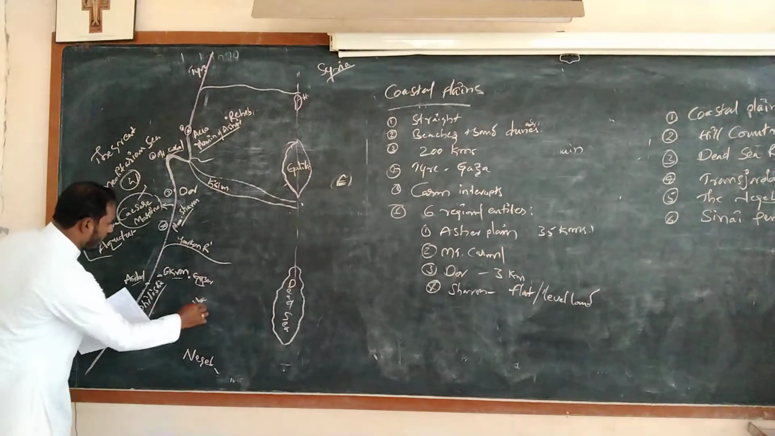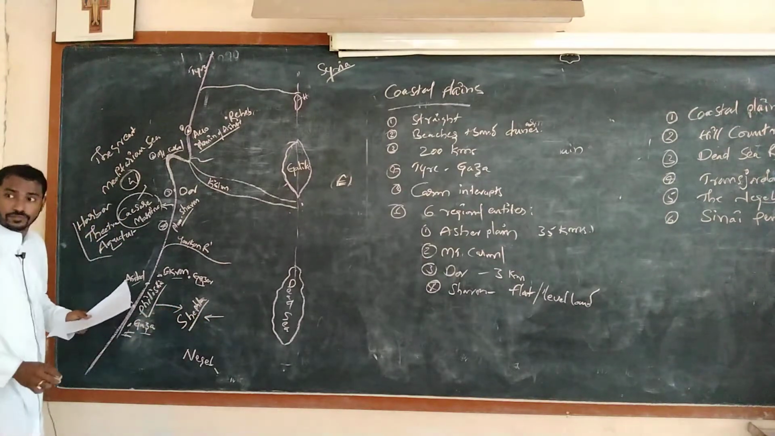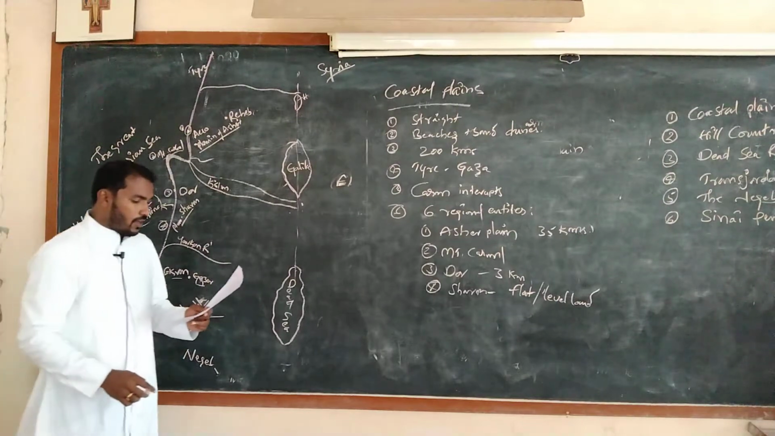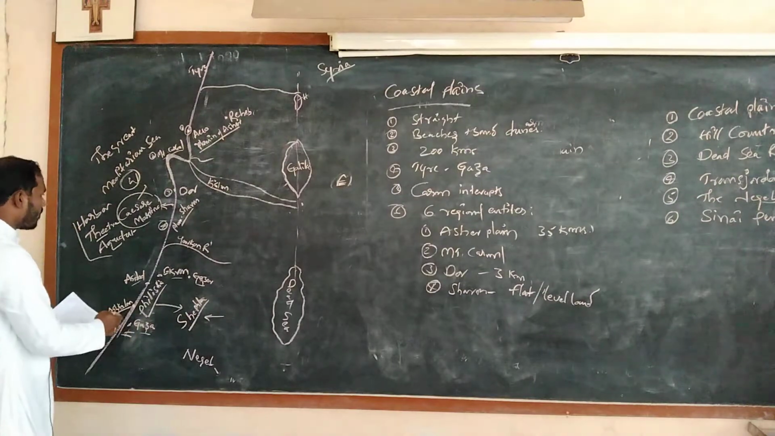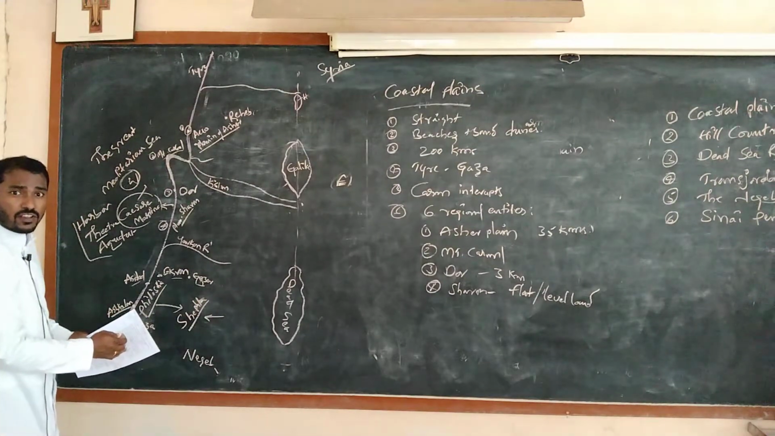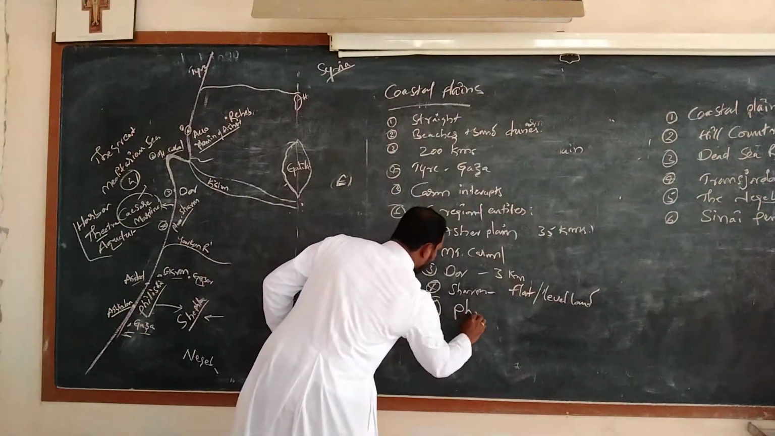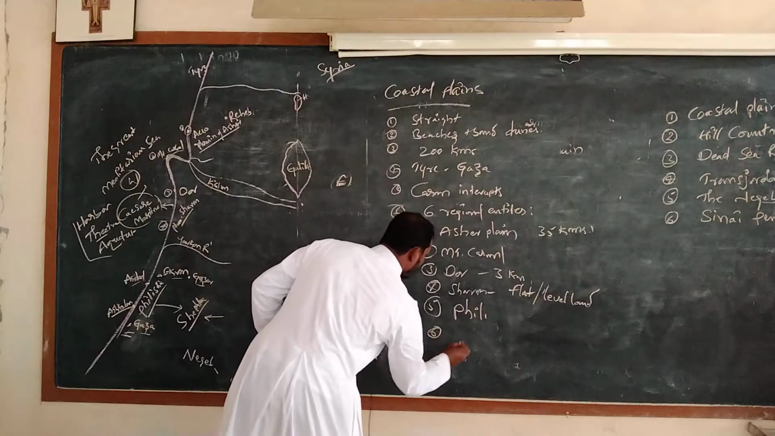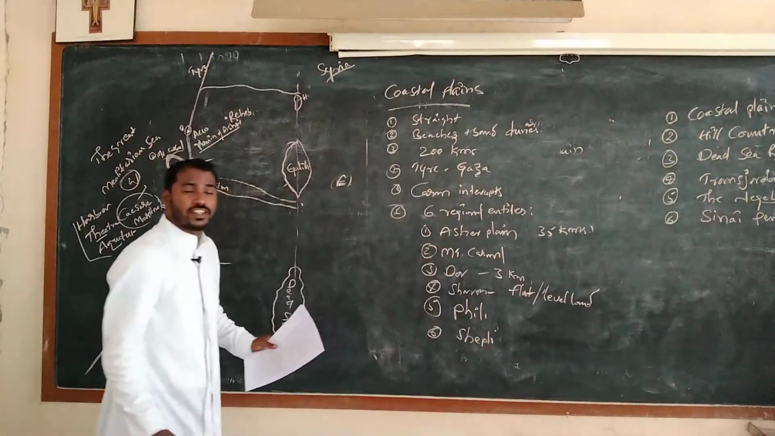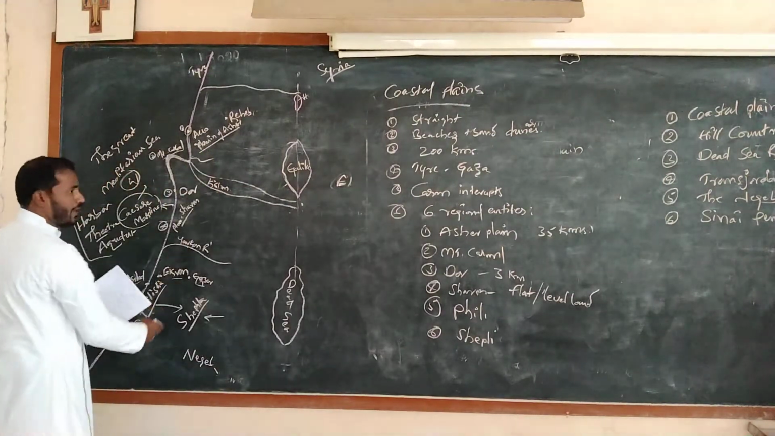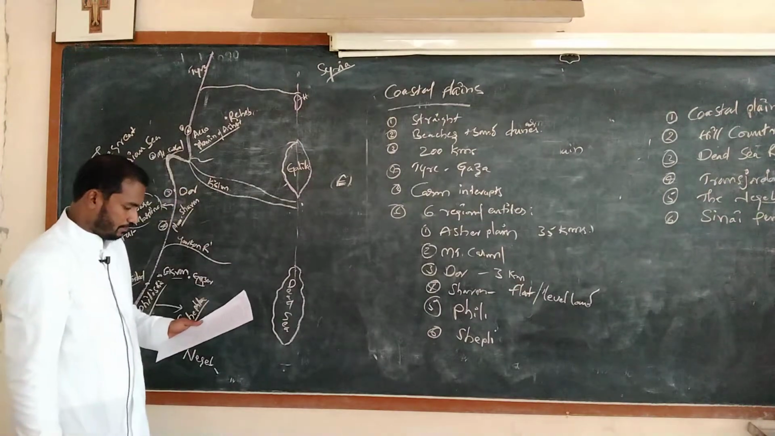And we have Shephelah. It is between the mountain regions and the coastal plain. So how many regions do we find here? Six. Sharon, Philistia, then Shephelah. These are the six regions we find at the coastal plain of Palestine territory.